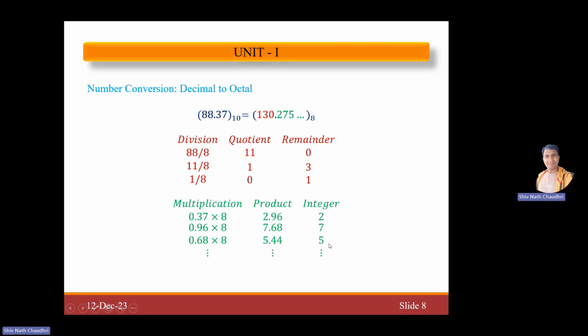This is not always necessary. Sometimes your fractional part conversion terminates, and sometimes it is in unterminated form. So you have to write up to three or four places. Either this is mentioned in the question, that you have to convert this number up to four places of decimal.